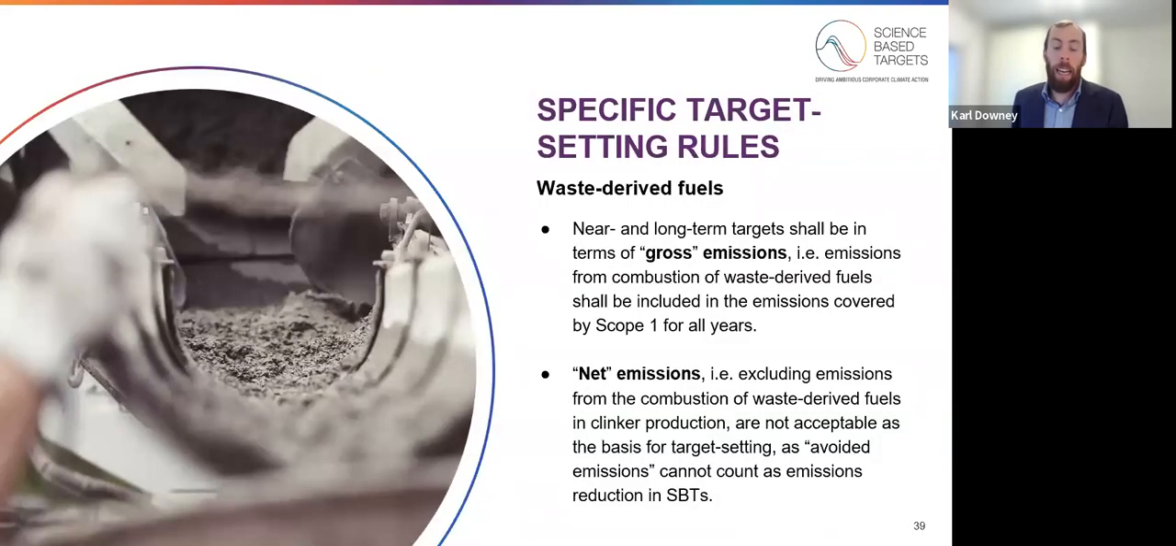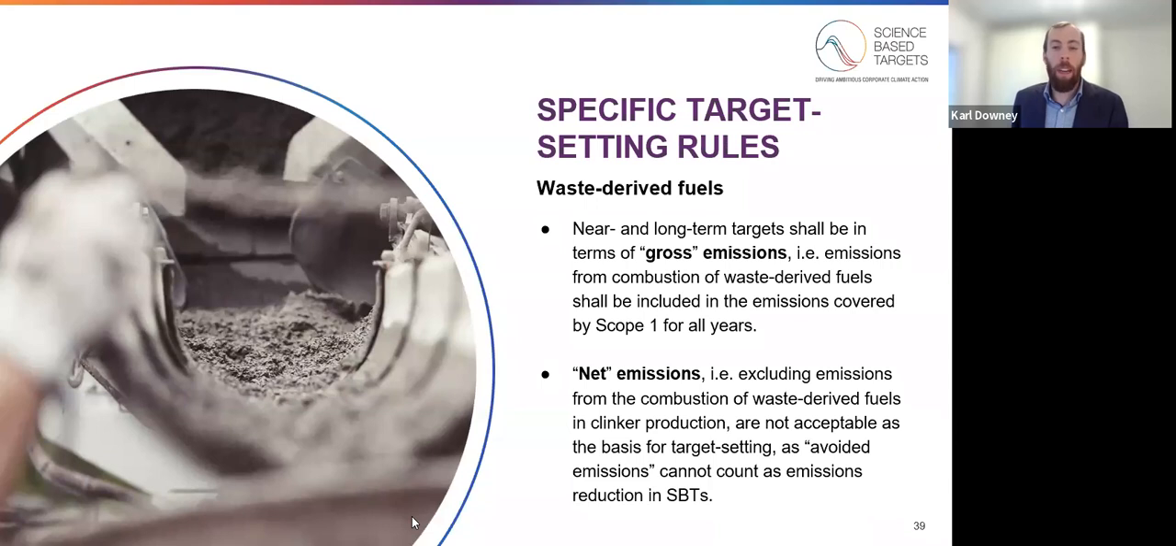The first one of these has to do with how we should deal with emissions from waste-derived fuels. So many of you will know that in the cement sector, the industry has two definitions for emissions. One is gross emissions, which include the emissions from waste-derived fuels. And the second is net emissions, which exclude the emissions from waste-derived fuels. In the guidance document, we've made it very clear that target setting should always be based on the gross emissions, so including waste-derived fuels. And in fact, this is what SBTi has always mandated in terms of target setting, but now we're trying to make it even clearer in this guidance.